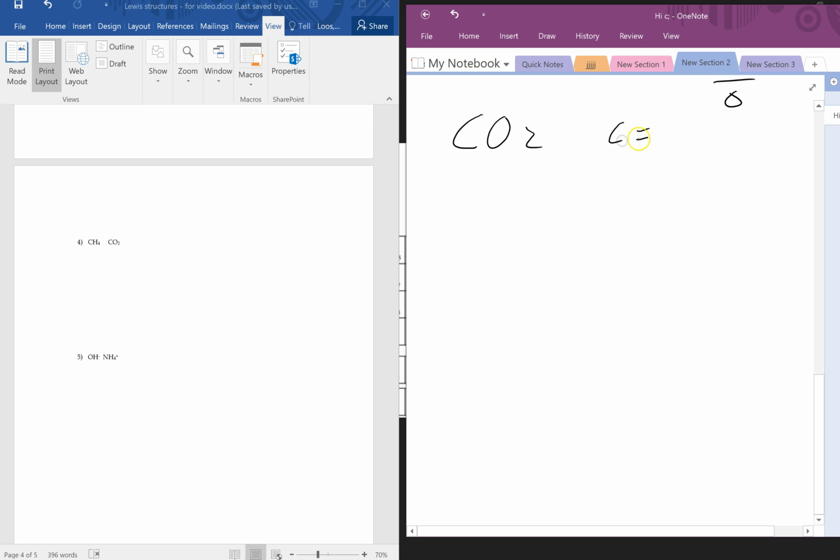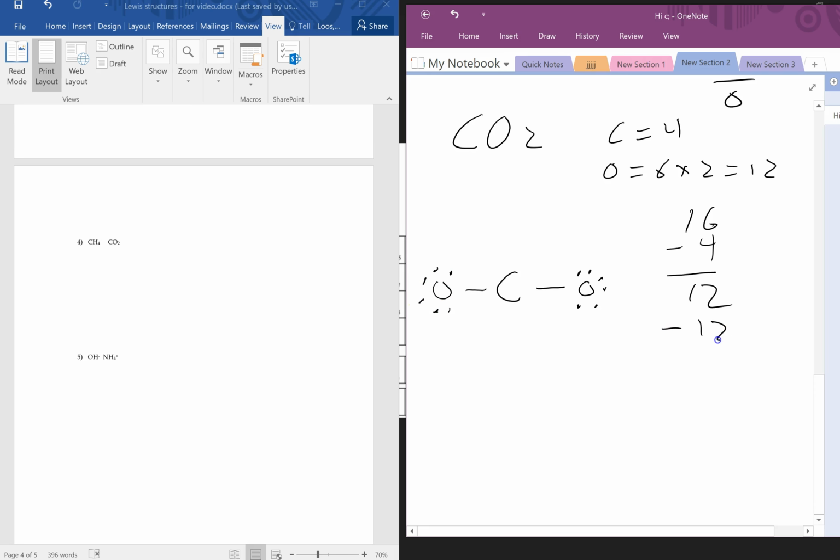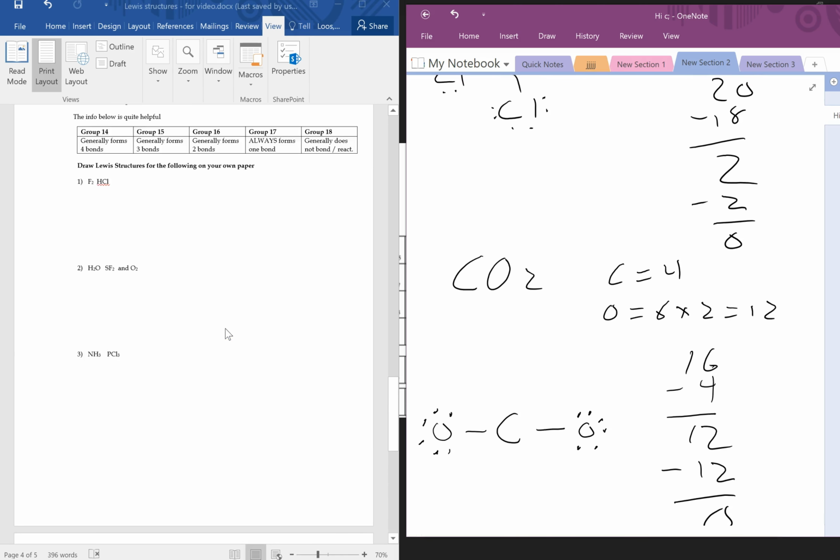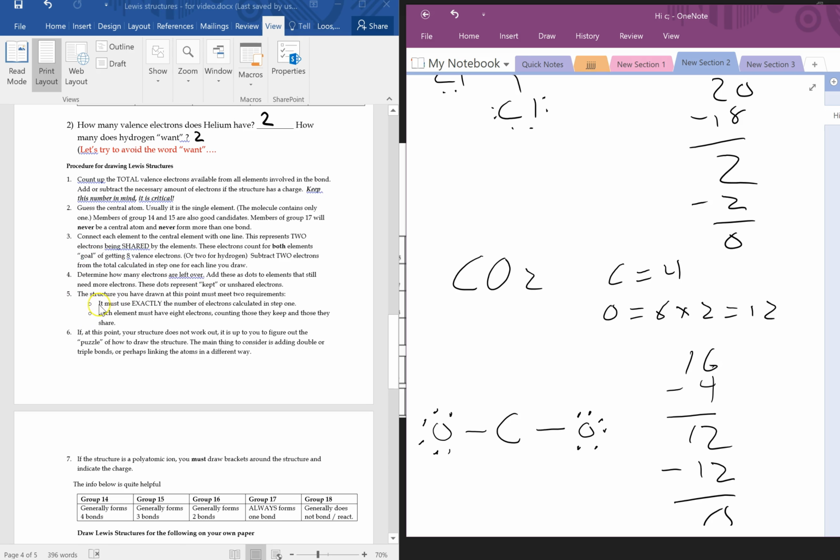So carbon has 4 valence electrons, oxygen has 6, but there's 2 of those, that's 12. That means I have 16 electrons to work with. So I'm going to put the carbon in the center, I'm going to attach the oxygens to that. And that's 4 electrons I've just used, and I have 12 to go. So we could try a couple different things, like, okay, well maybe I'll put 6 electrons on each oxygen, like that.